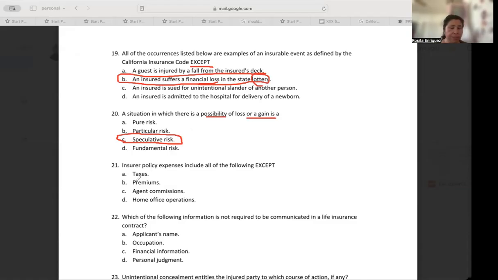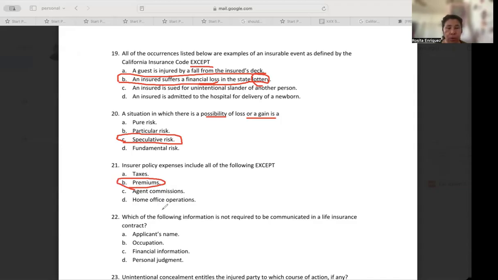Number 21, insurer policy expenses include all of the following except, so it can include taxes, agent commissions, home office operations, except premiums. That is our answer.